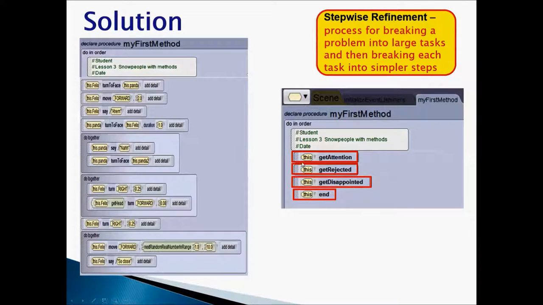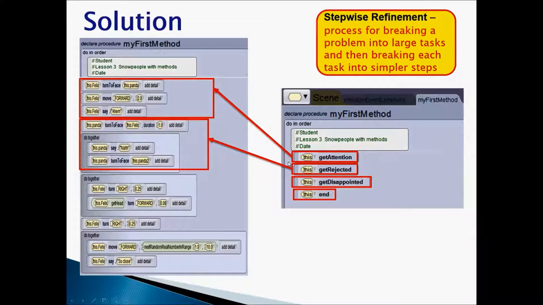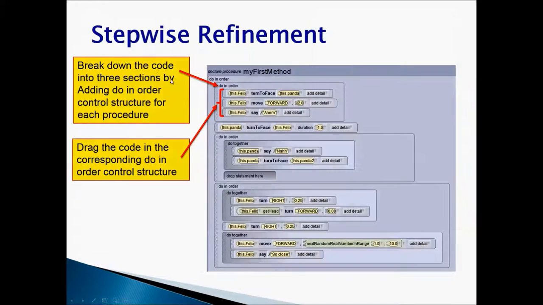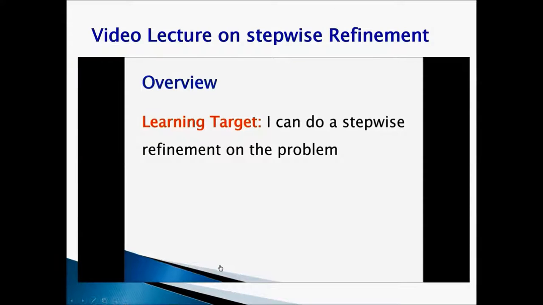Now we're going to take each of our large tasks and break it down into simpler steps. For get attention, we have code in here. For get rejected, we have code in here. For get disappointed, we have code in here. And for the end, we have code in here. We're going to do a stepwise refinement on our code, and we're going to use our control structure do in order to do it. So watch my video to see how to do a stepwise refinement on your code.